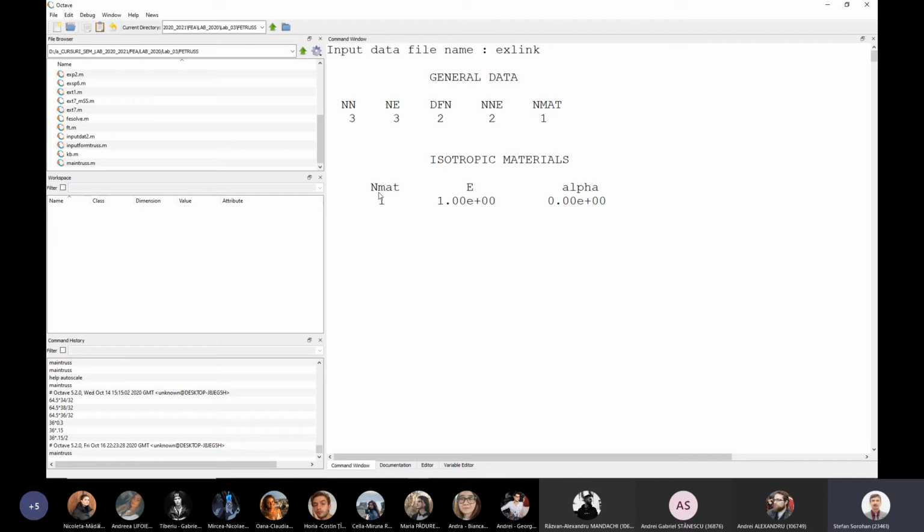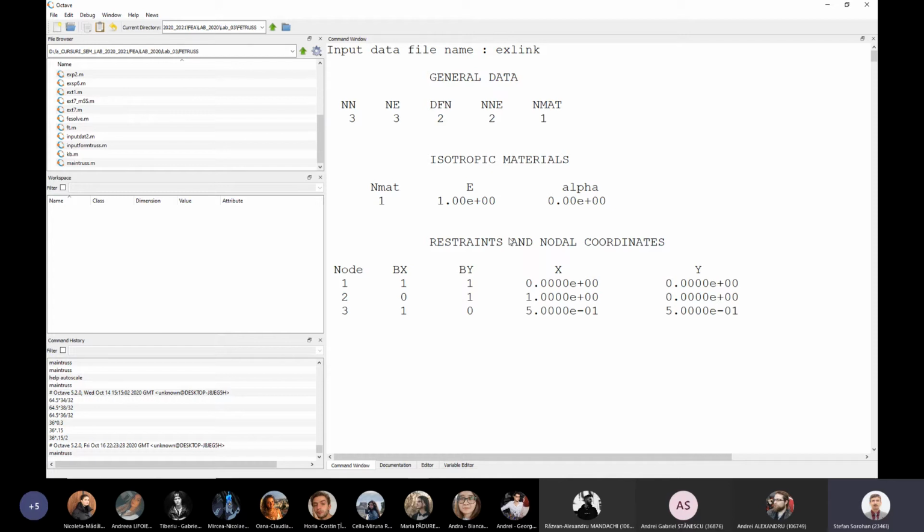For this material, number 1, we have Young modulus. Young modulus is just 1 here. This is not correct, because Young modulus for steel, for example, is 2 times 10 to the power 5 megapascal. The thermal expansion coefficient alpha is 0. Why? Because in this problem we have no thermal load. You can keep 0 or you can keep a non-zero value, it will not be important for the final results. Then you must press enter, as you know, and you can see that you have some new information.